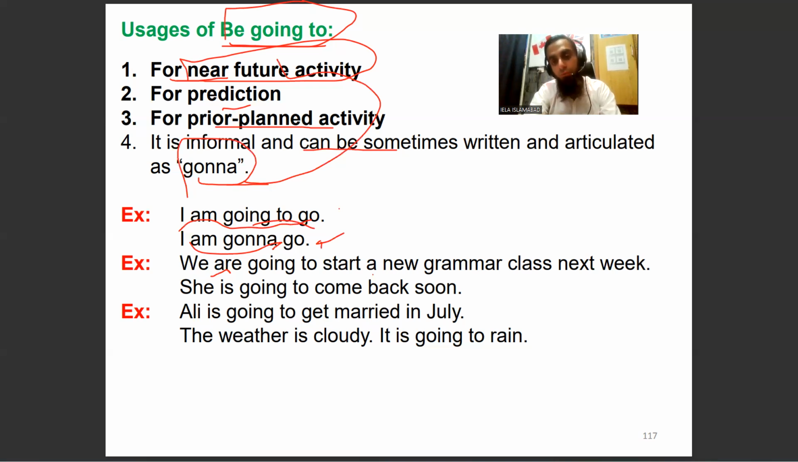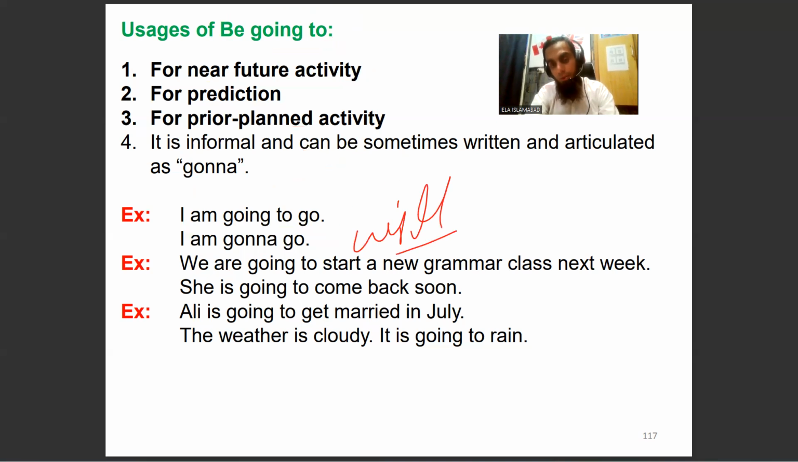Now we are going to start a new grammar class next week. She is going to come back soon. We are going to start. Now this simply means we will start, right? And this, she is going to come back soon, means she will come back soon. So this is also an informal way of saying and talking about will.